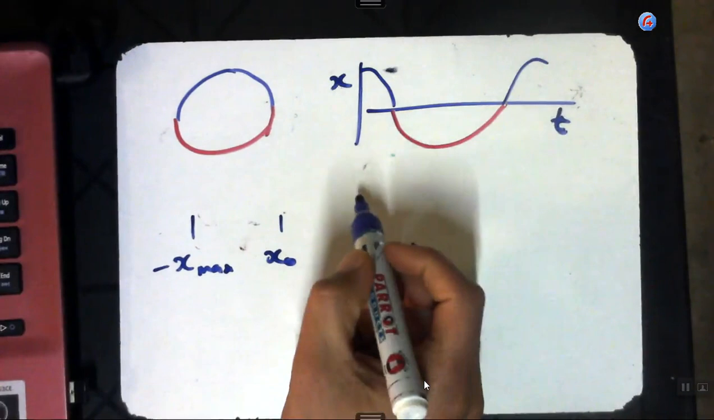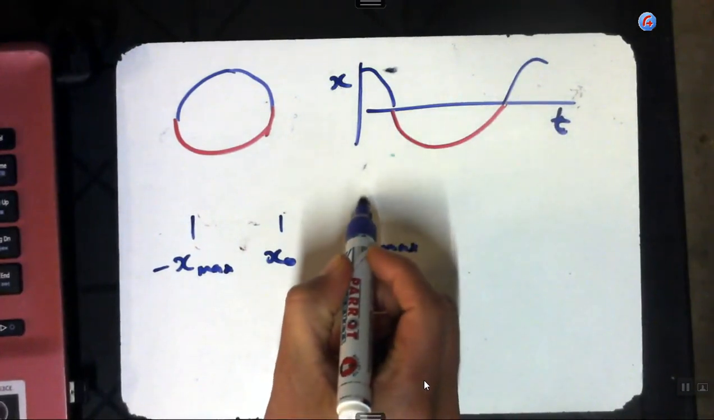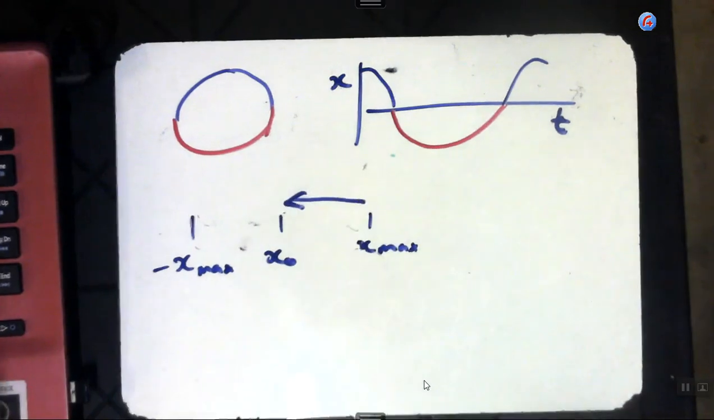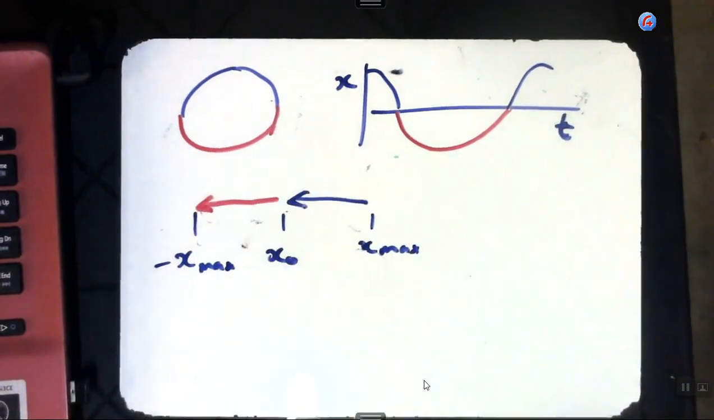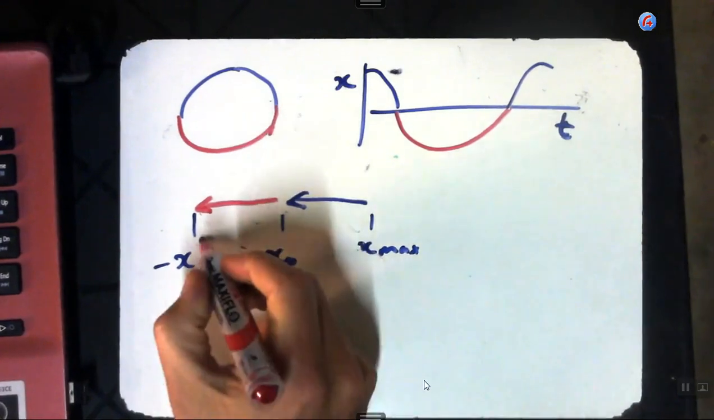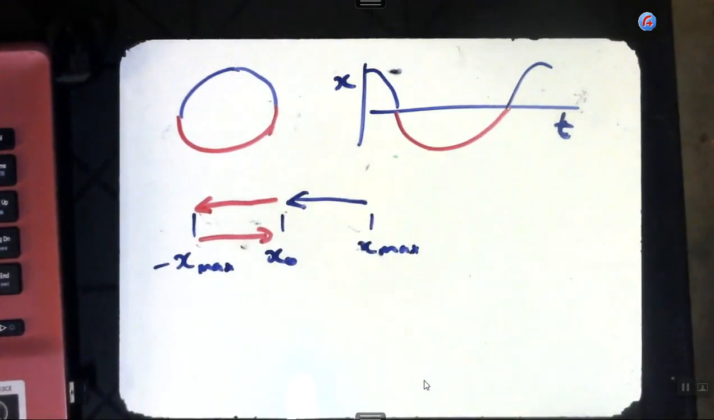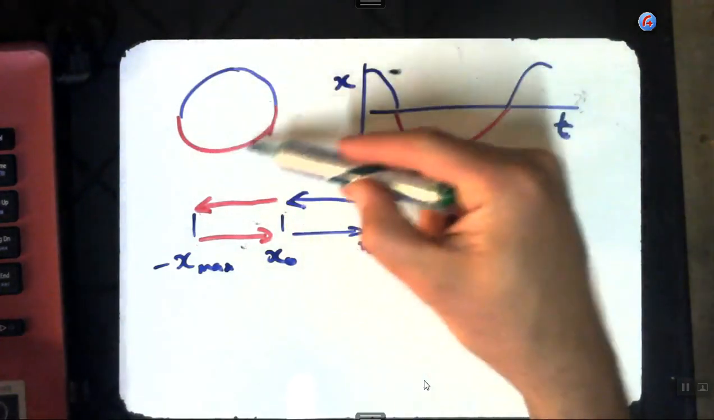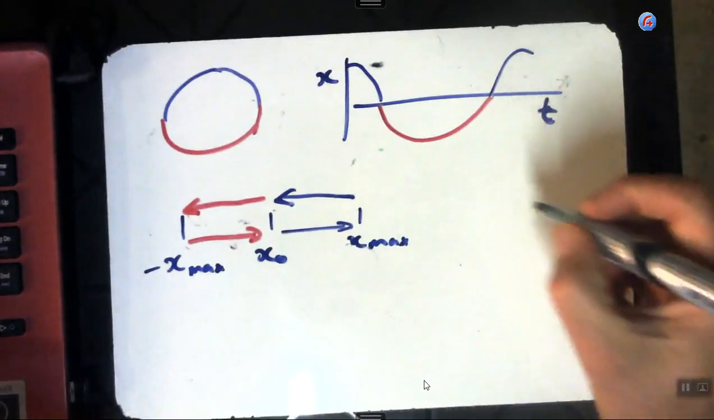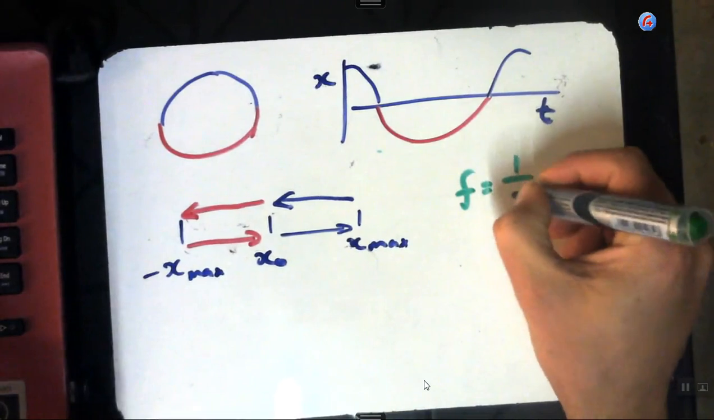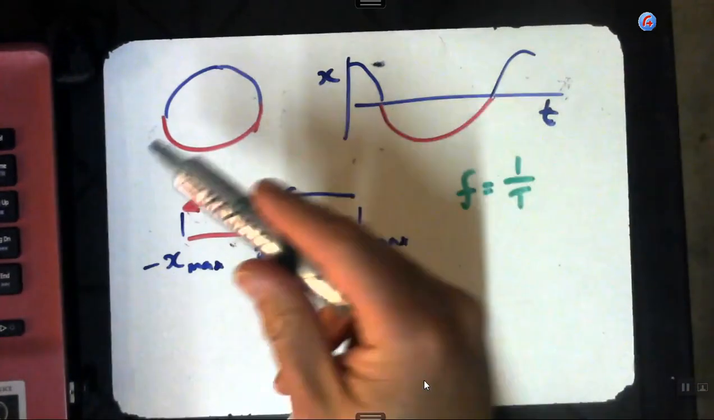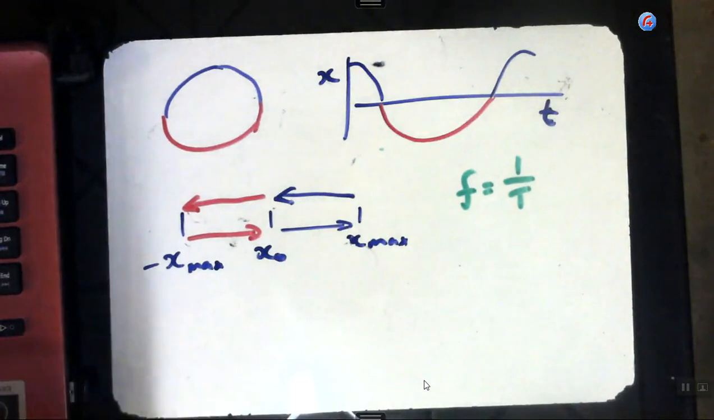So what we see here is that as I release the object, it accelerates to the equilibrium position, then it decelerates to the maximum point over there, then it accelerates back to the equilibrium position, then it decelerates again to the point of our maximum positive acceleration, and that can be illustrated in a circle. So we know that our frequency is 1 over our period. But since we have a cyclic shape, we can also represent this in terms of angular frequency.